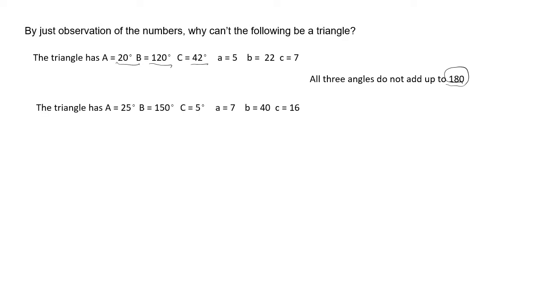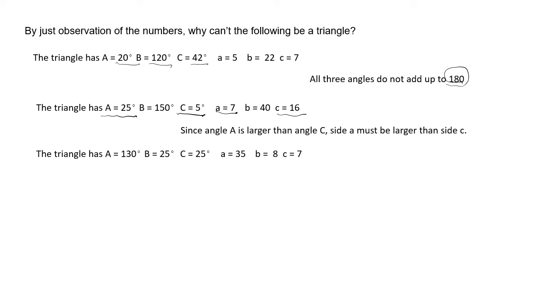Our next triangle, here's the information. Why can't it be a triangle? Since angle A is larger than angle C, side A must be larger than side C. So this can't be a triangle.